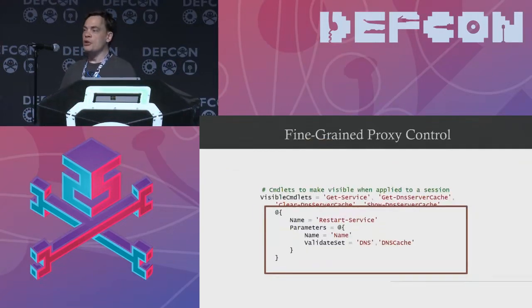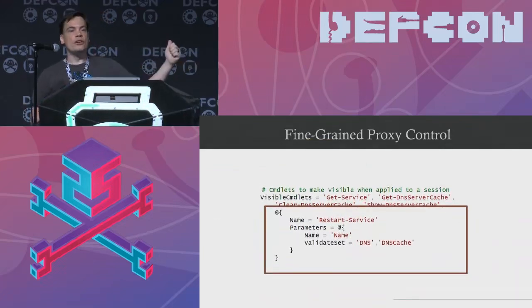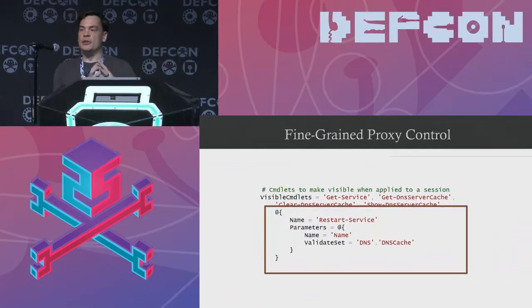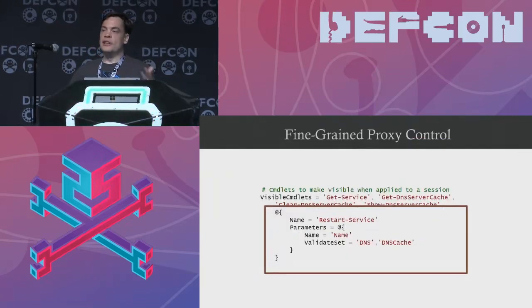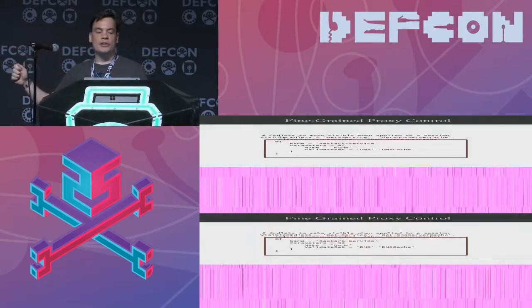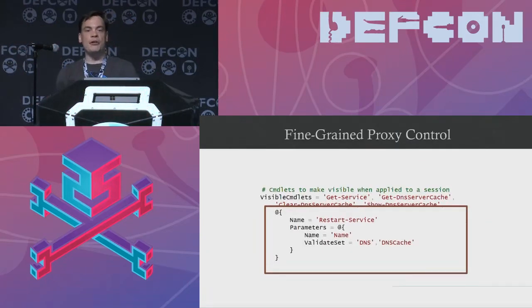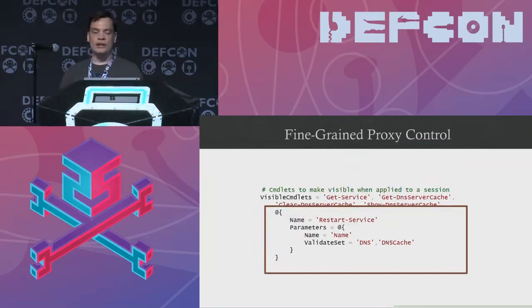And what makes things super cool is you can even get really, really deep into fine-grained proxy control. You saw before somebody was able to restart the DNS service, but they weren't able to restart the WinRM service. Here's an example of somebody restricting restart service and using the name parameter, locking this down to only the DNS or the DNS cache services. So you can get super, super hardcore on this.